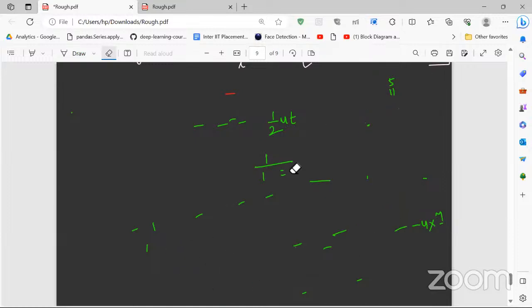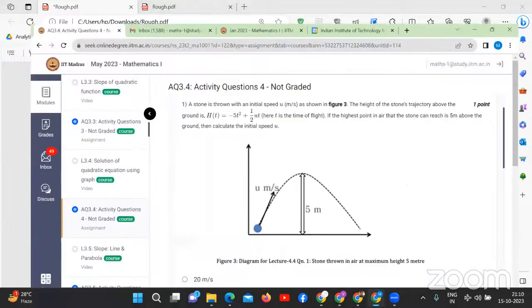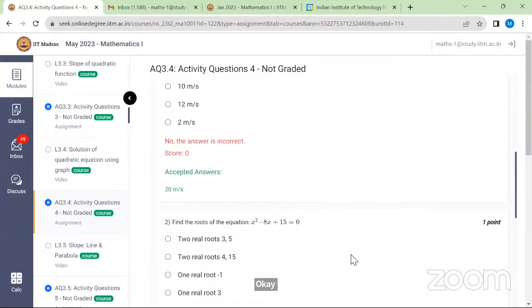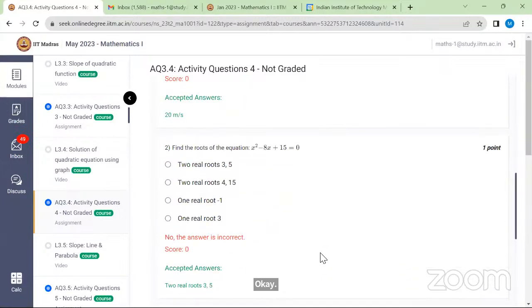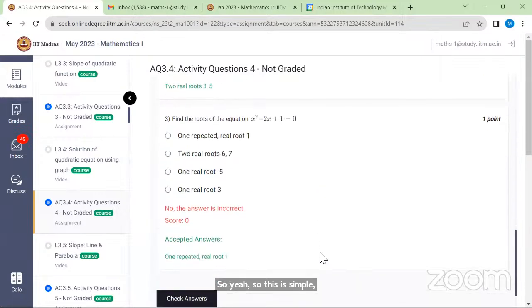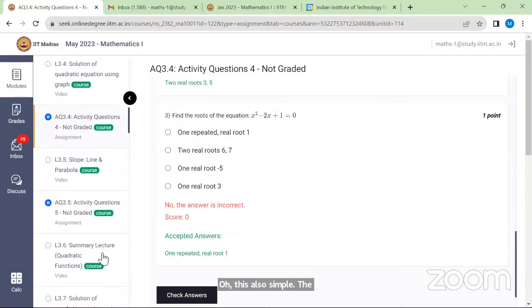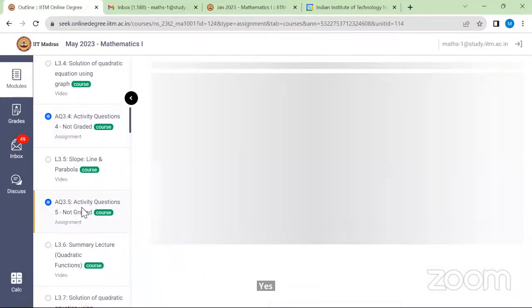Okay, let's move to the next question now. So yeah, this is simple, right? Find the root of this equation. This is also simple, the repeated root, not very difficult. Yes, sir. Let's move to the next part.